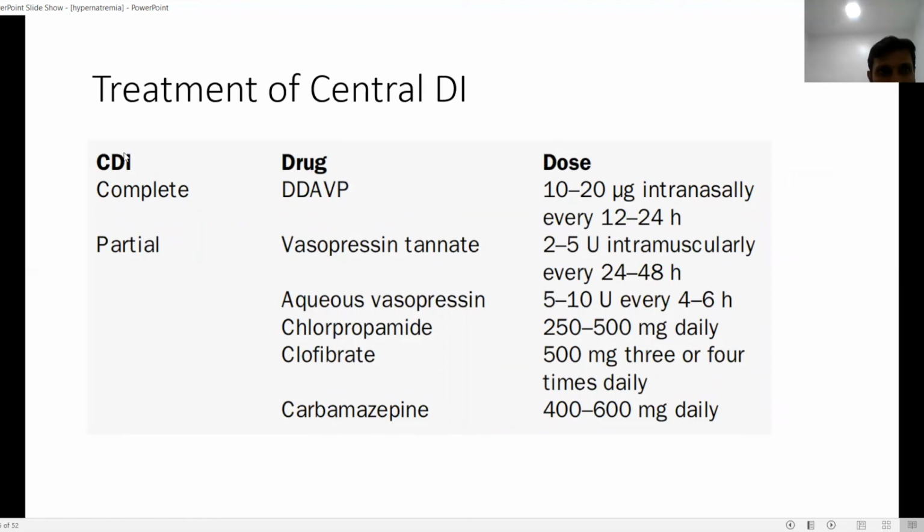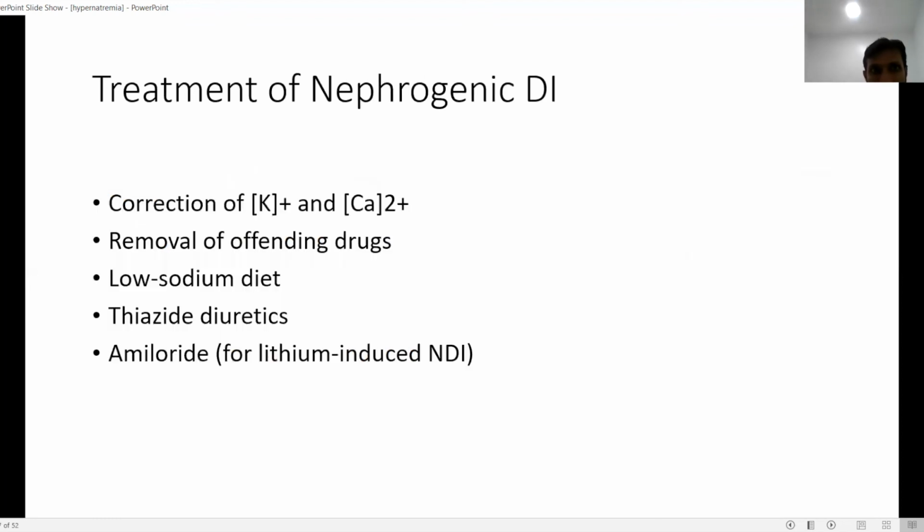In complete central diabetes insipidus, desmopressin can be given in a dose of 10 to 20 mcg intranasally every 12 to 24 hours. In partial diabetes insipidus, aqueous vasopressin can be given in 5 to 10 units every 4 to 6 hours. Few drugs like carbamazepine and clofibrate are also useful in partial diabetes insipidus.